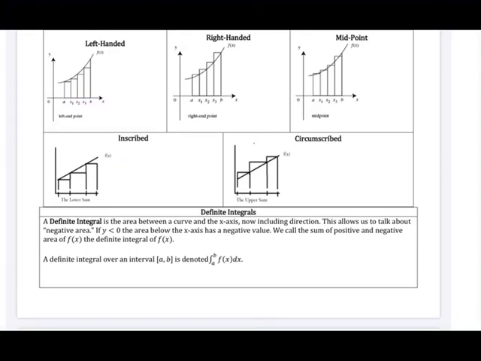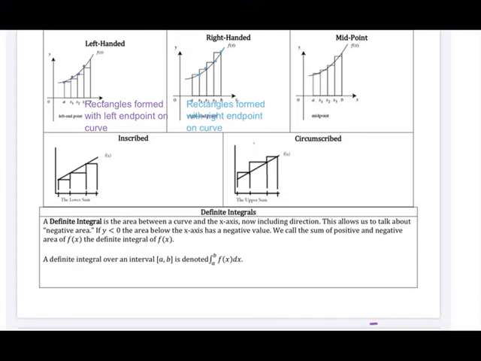So there is a left-handed approach where every rectangle is formed using the left endpoint of the curve. So this would be my height. Each of those purple dots would be the height for each individual rectangle that we would use when calculating the area. Similarly, a right-handed approach means that we're using the right endpoint for each interval of the curve to create the height of our rectangle and calculate the area.